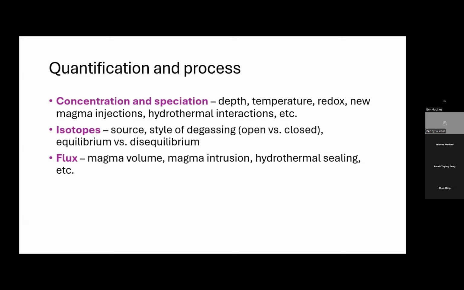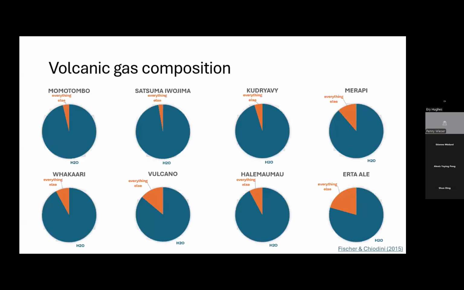But so even the absence of gas might tell you something about the volcanic system. For the rest of the talk, we'll just talk about concentration and speciation. So we'll have a look at what those species are.